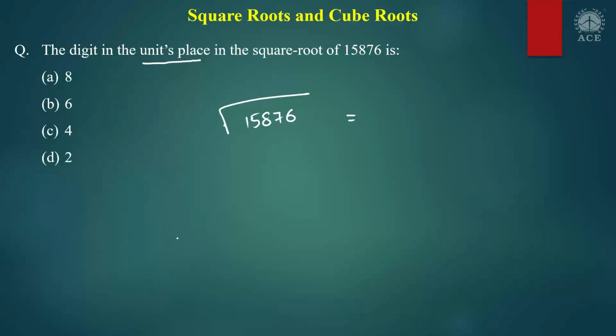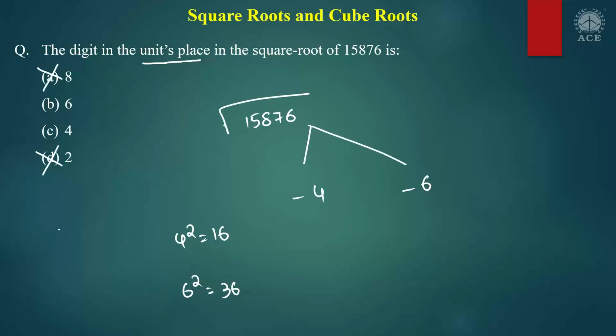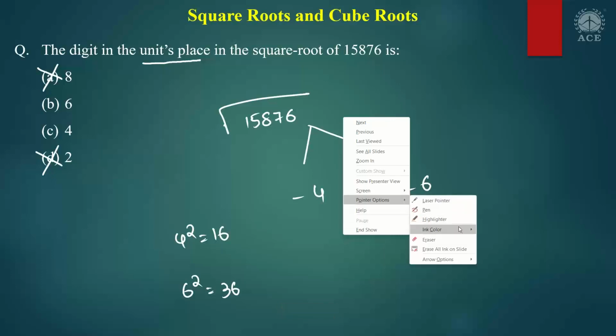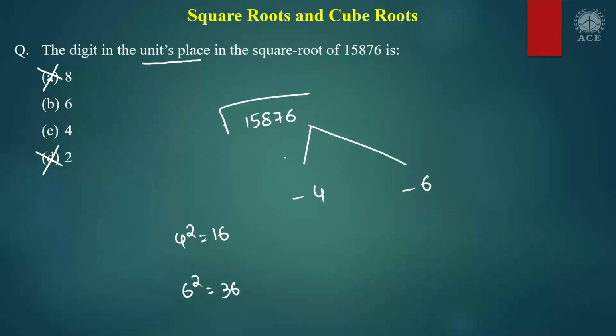Which is ending with 6? 4 square also ends with 6, and 6 square also ends with 6. So this answer has two options. It may end with 4 or it may end with 6. A and D are eliminated, but it may be ending with 4 or ending with 6. Two possibilities are there.